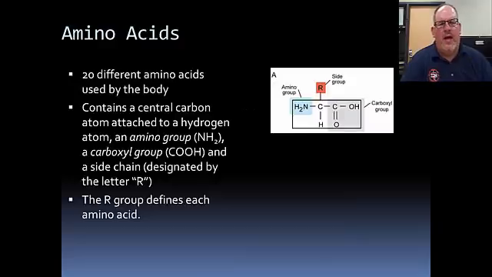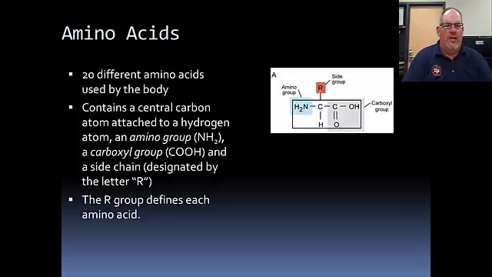When we look at the amino acids, there are 20 different amino acids for the body. Some of these we'll get into a little later, but some of these are what we call essential amino acids, which means that you have to take them in your diet, while others your body is able to make. So there are 20 different amino acids in the body.